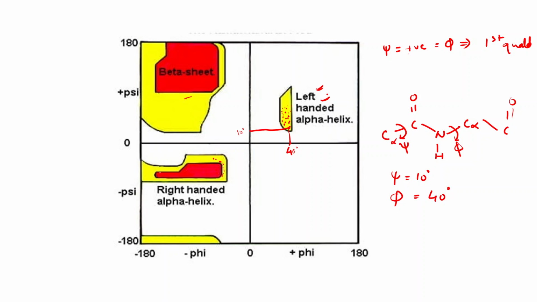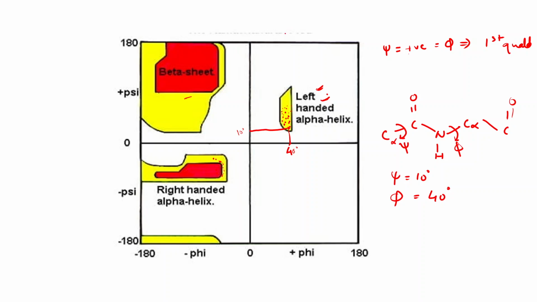The third quadrant that is showing the negative phi and psi values, they are basically the right-handed alpha helix. Okay, and some part of beta sheet also comes in this, but mostly right-handed alpha helix. So you should at least remember where which secondary structure is lying. This is a plot that is given for determination of secondary structure.